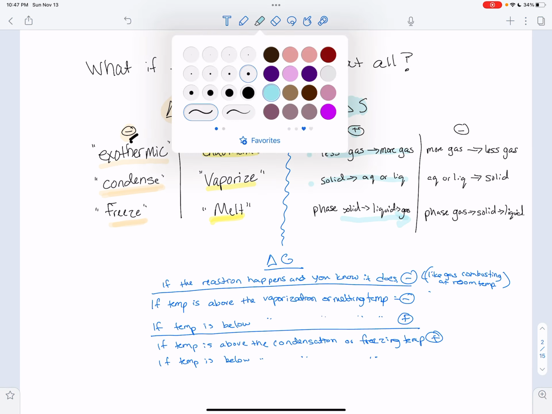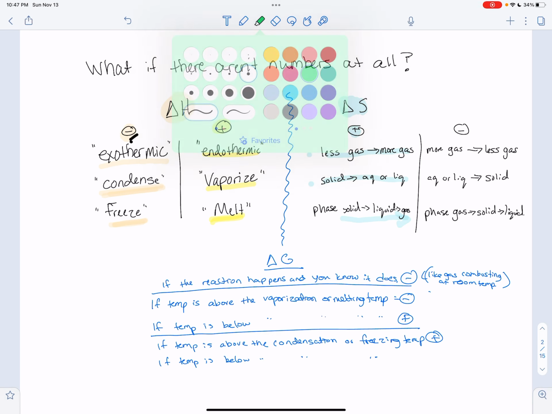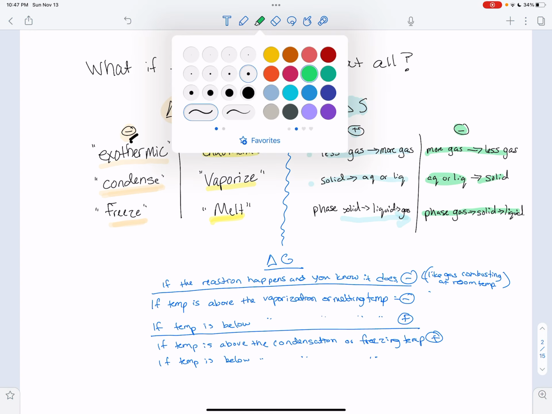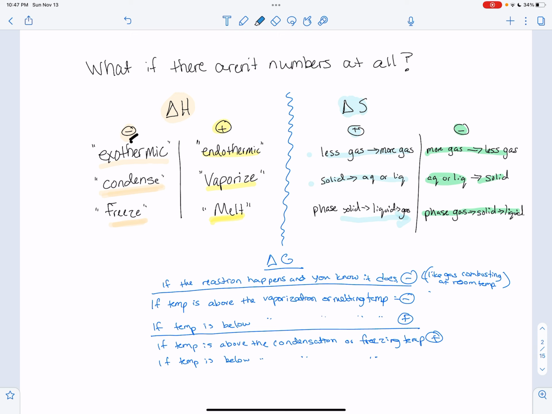But in contrast, over here, if you're seeing gases going to less gas, an aqueous or a liquid becoming a solid, or the gas phase changing to a liquid and then a solid, those are all negative delta S's. And then finally, there are some other things you can use, besides your predicted H and S, to get to an answer.